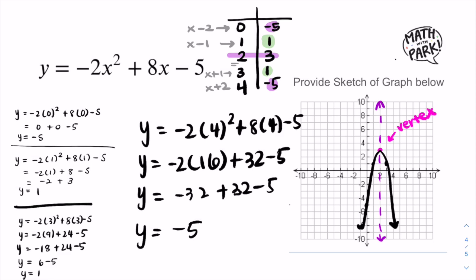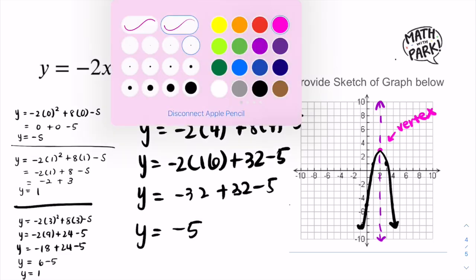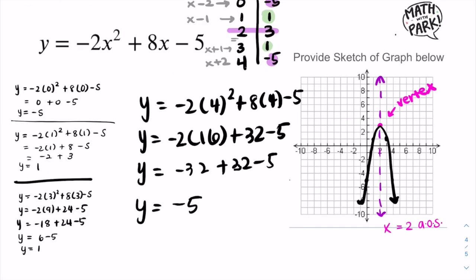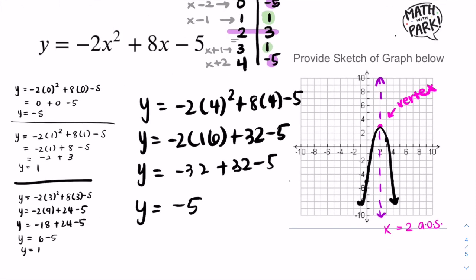And then we want to label. So we know our axis of symmetry is on the vertex. So our axis of symmetry is x equals 2. That's our axis of symmetry. And then we also notice that this is our highest point, and we call the vertex max. And you can also further say max is at 3, because the highest y value is at 3.